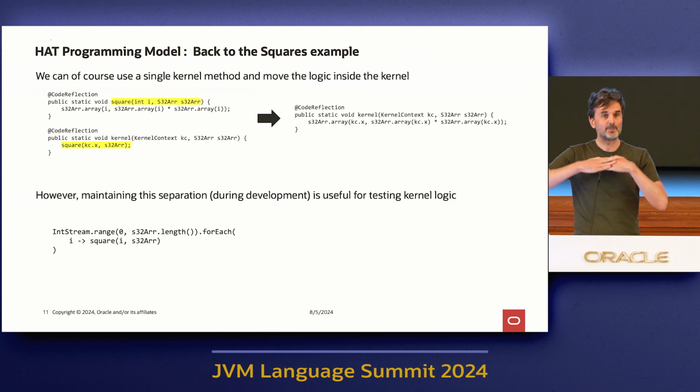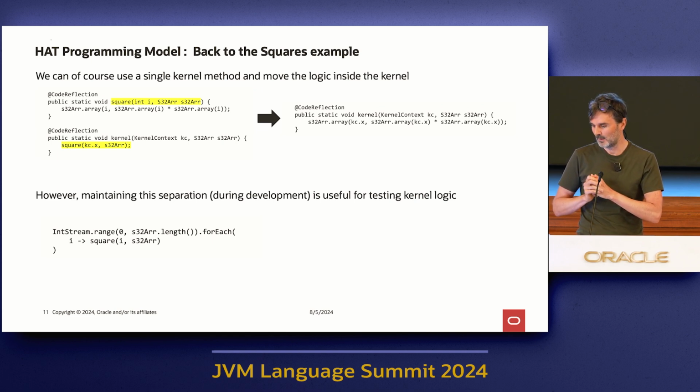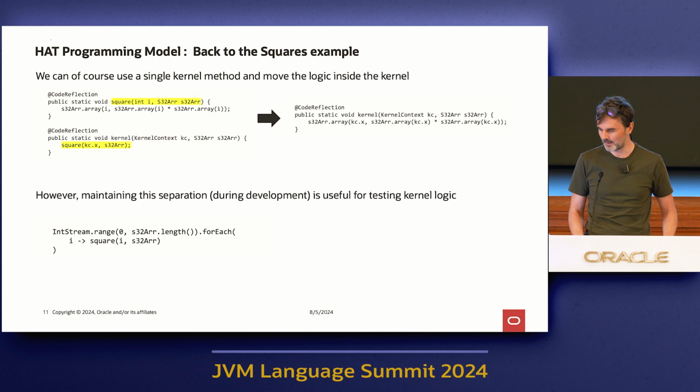So we can, of course, collapse this. You don't have to separate this out. The point is you're not restricted to collapsing. You don't have to compromise here if you don't want to. Plus, separating it out may also be useful for testing.